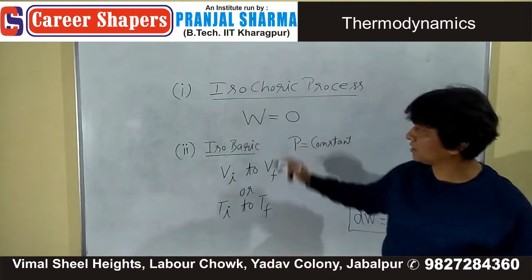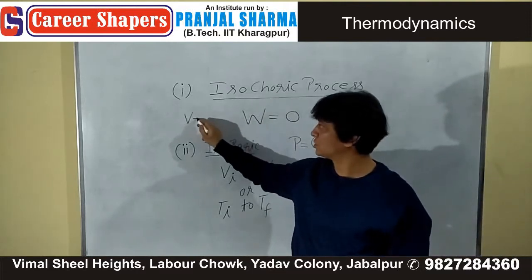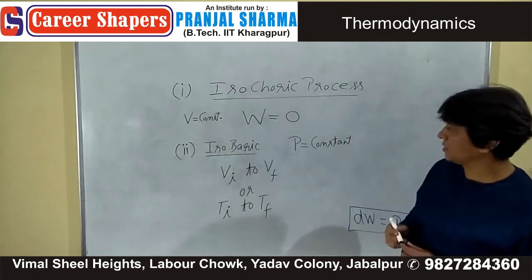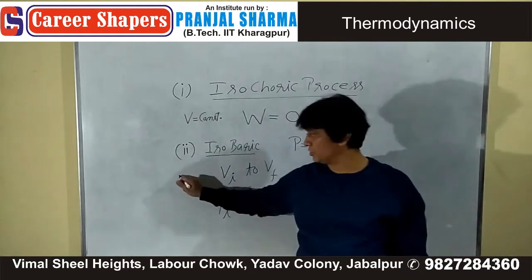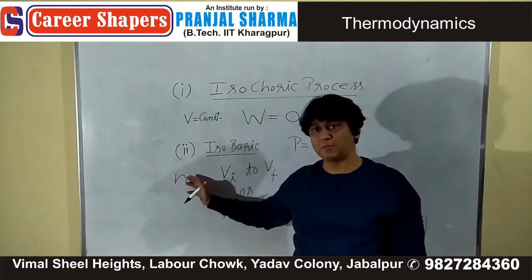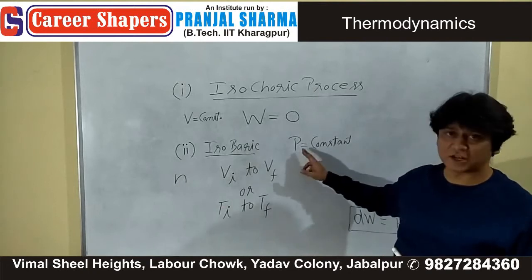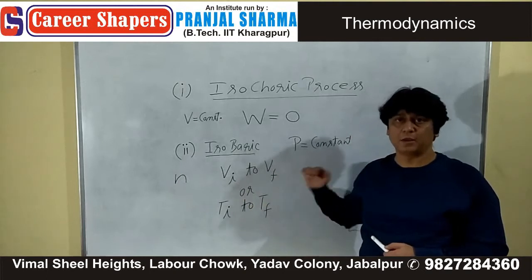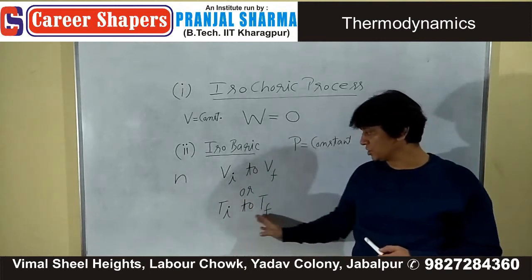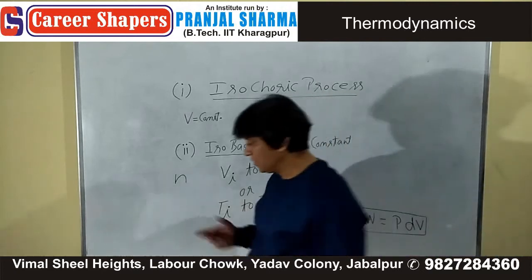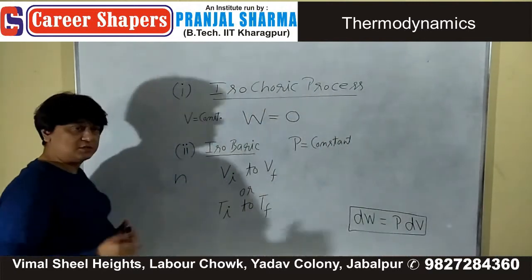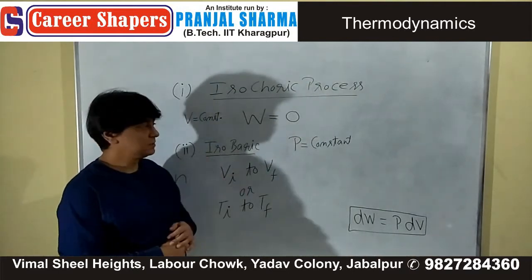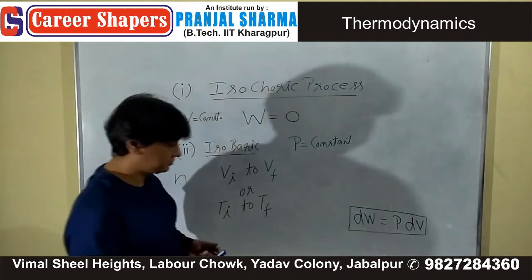For isochoric, your volume was constant. Now, let's say there are n number of moles. For n number of moles at constant pressure P, volume changes from V initial to V final, or you say that temperature changes from T initial to T final. Then find out work done by the system in an isobaric process. Pause the video, try to find the answer, and then come back and see the solution.